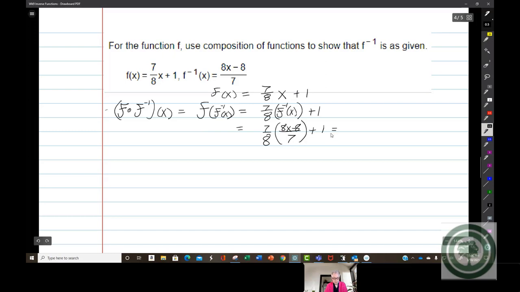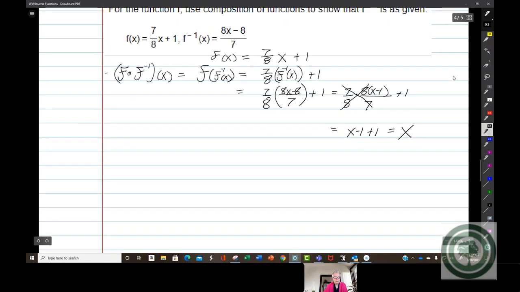Equals. Let's factor the GCF out of there. That's going to be 7/8 times 8 times x minus 1 over 7, plus 1. Which will be, look at this, 8 is multiplied by x minus 1. So the 8s can cancel, the 7s can cancel, and I'm left with x minus 1 plus 1, which is x. What do you know? I thought that 1 would mess everything up. So that works. Let's go the other way.